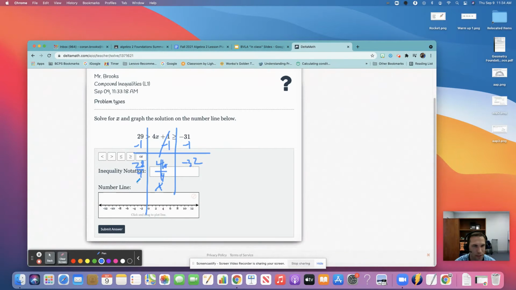Divide by 4, that's 7. And divide by 4, that is negative.